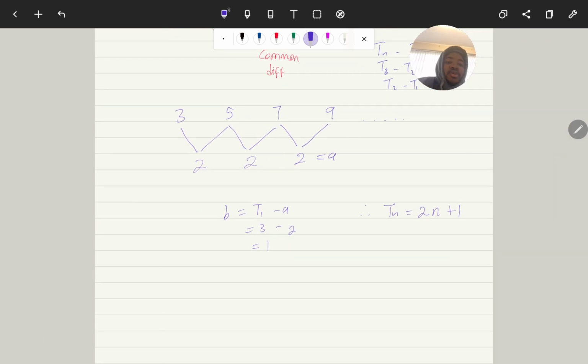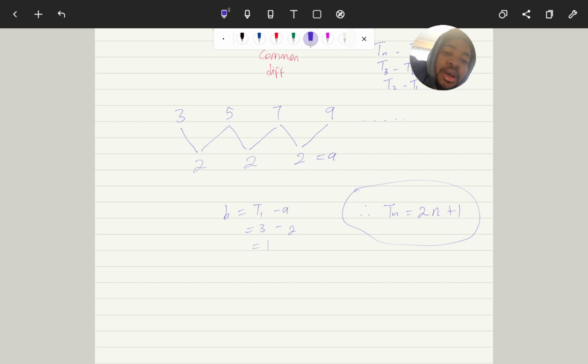The reason we are looking for this general formula is very simple: you will get questions that ask, for example, what is the term value for term number 131?